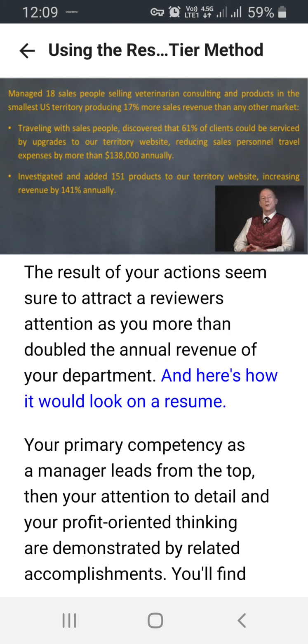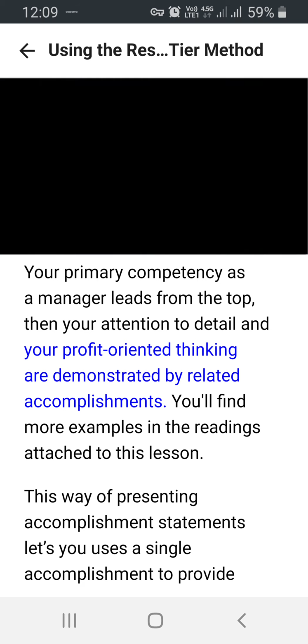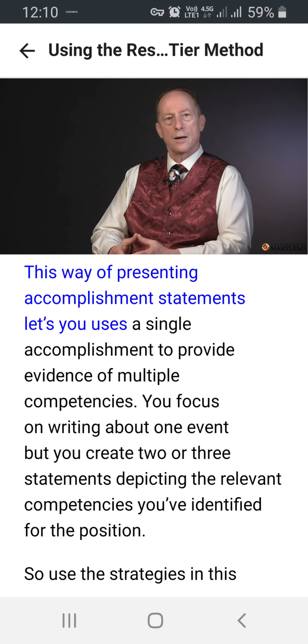And here's how it would look on a resume. Your primary competency as a manager leads from the top, then your attention to detail and your profit-oriented thinking are demonstrated by related accomplishments. You'll find more examples in the readings attached to this lesson. This way of presenting accomplishment statements lets you use a single accomplishment to provide evidence of multiple competencies.